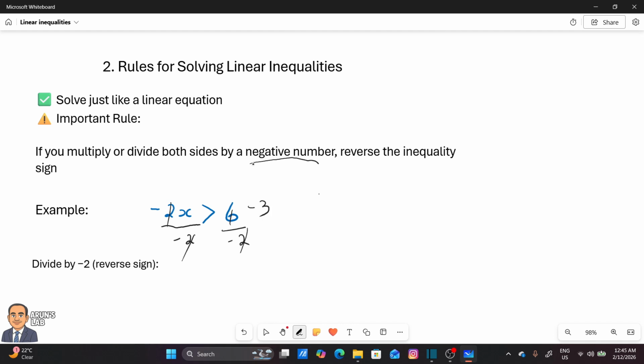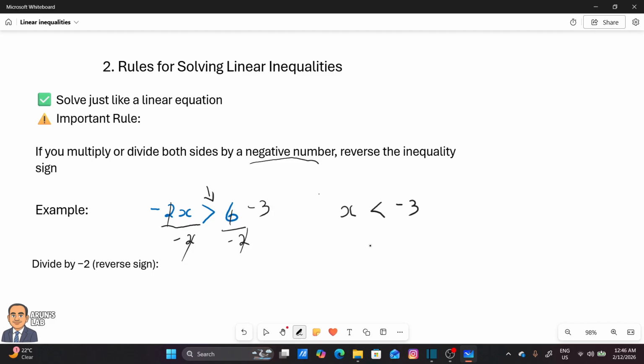When we apply this rule, in this case we need to reverse the symbol. So x is on the left hand side, and the right hand side is minus 3. What about the symbol? Reverse it, so the greater than symbol becomes a less than symbol. This is the solution of this linear inequality. We need to reverse the sign.